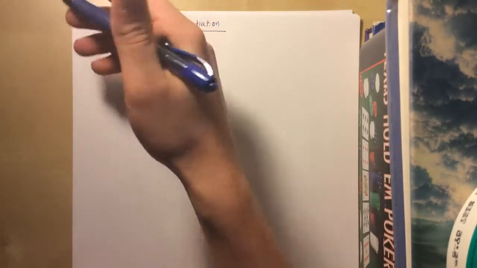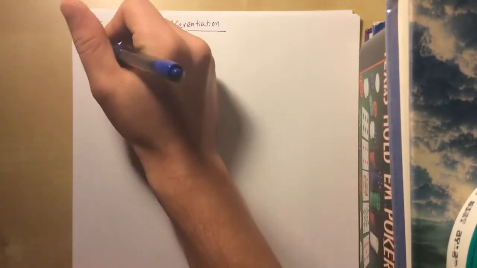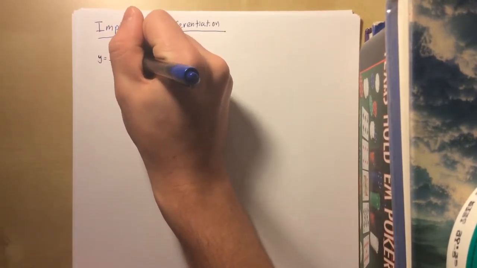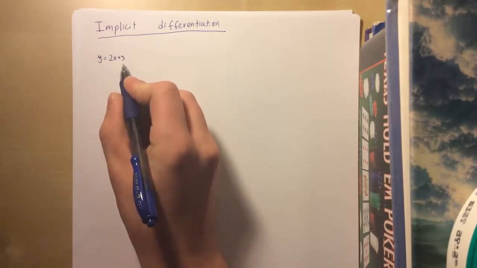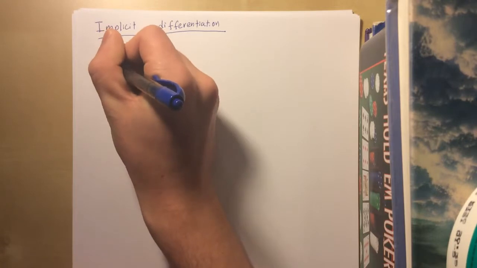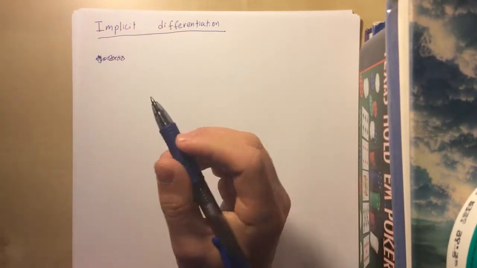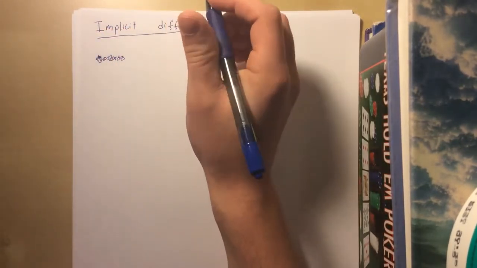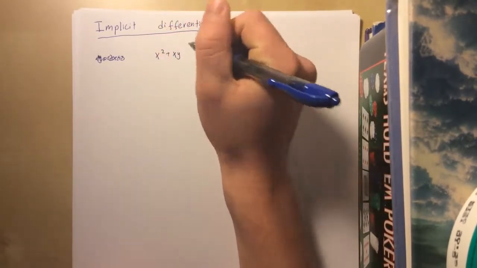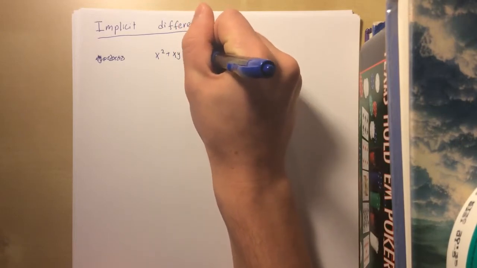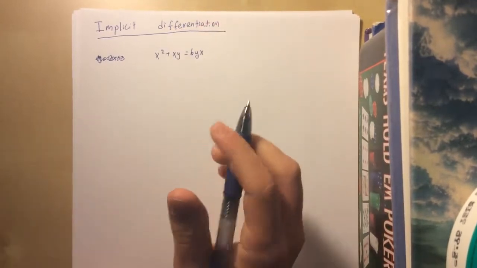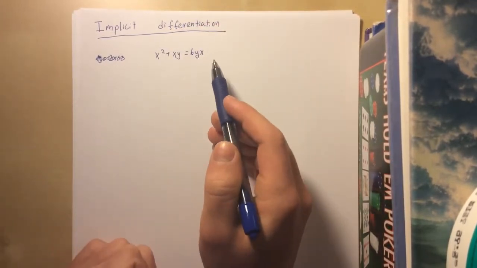Usually you guys see expressions written as y equals something, you know, 2x plus 3. All the y's are on one side, all the x's on the other side. So this isn't an implicit formula. An implicit formula has x's and y's on both sides. So, something like x squared plus xy equals 6yx. Something like that. So that's an implicit formula.